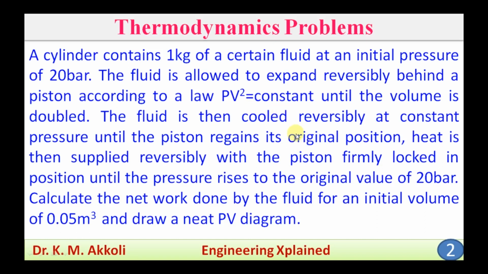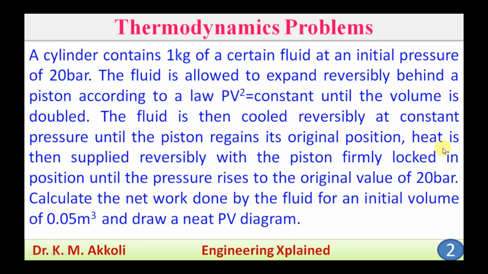Then the second one, after the PV raised to 2 polytropic process, the fluid is cooled reversibly. If it is cooled, then its volume will be reduced, and that is by maintaining constant pressure, for the piston to regain its original position. That means the volume should come to the original volume. That is the piston's initial position. That is the second process.